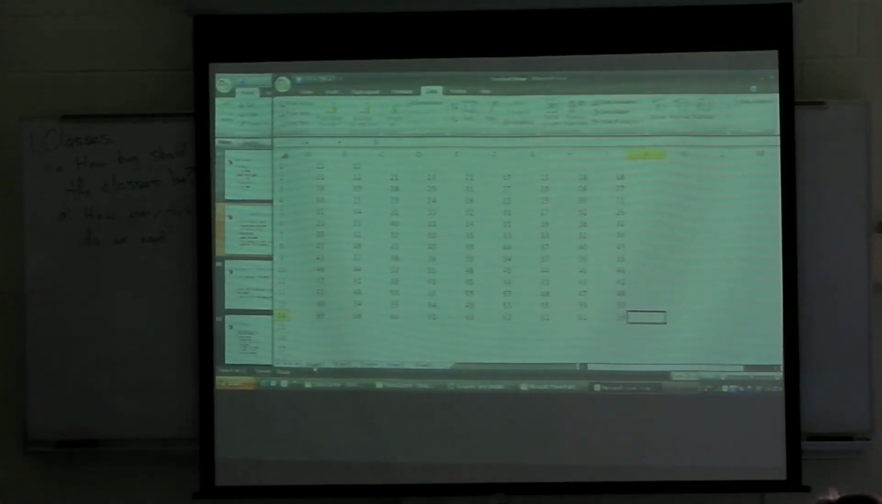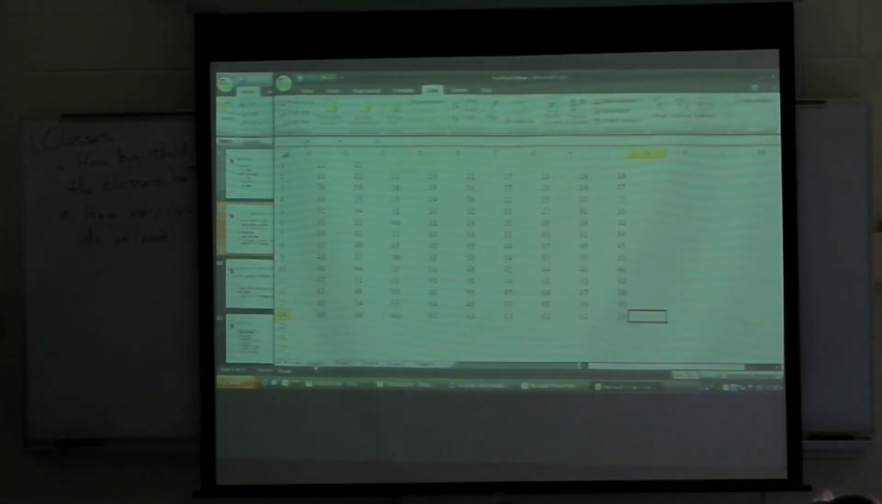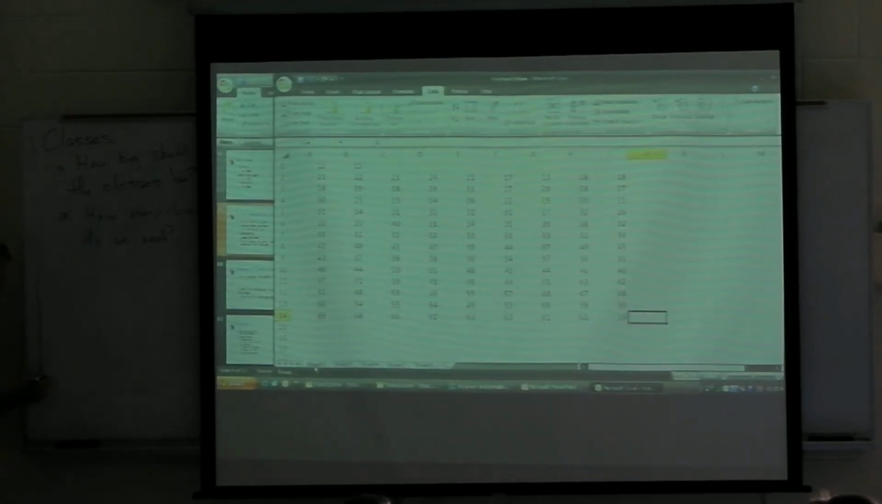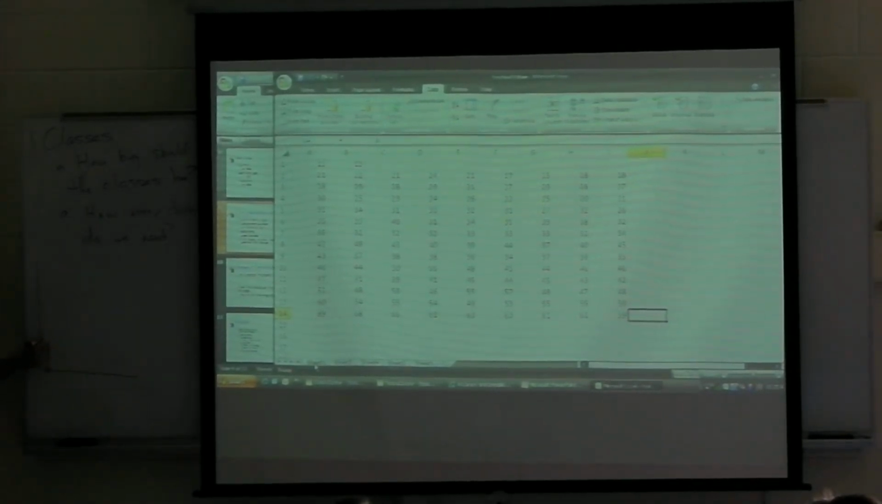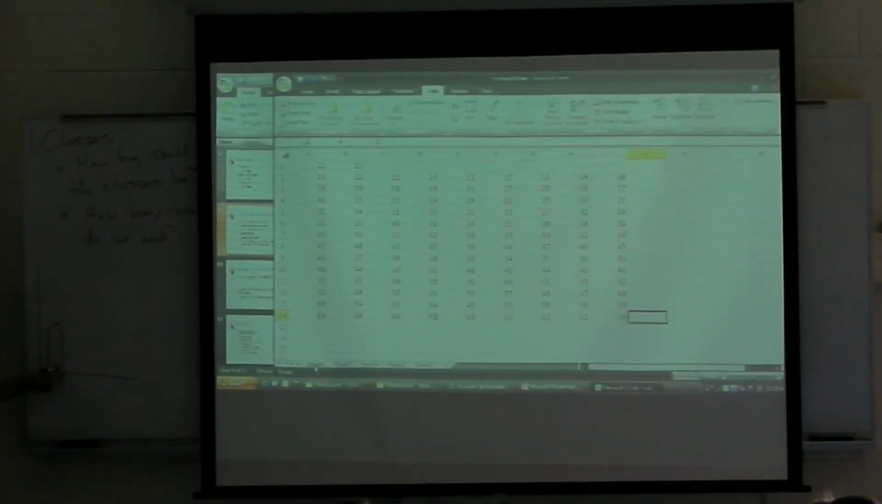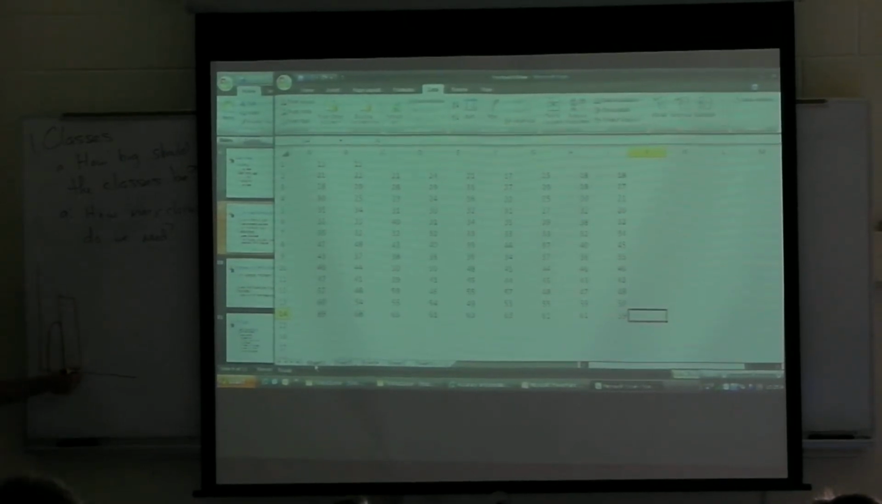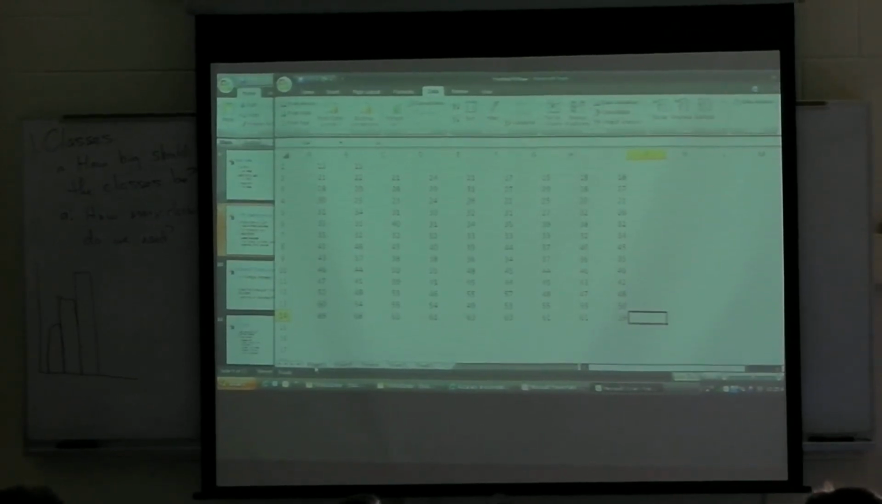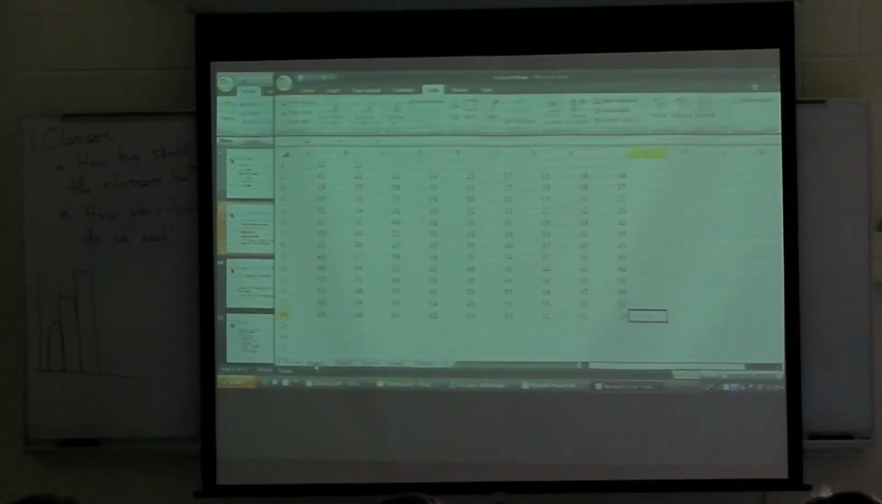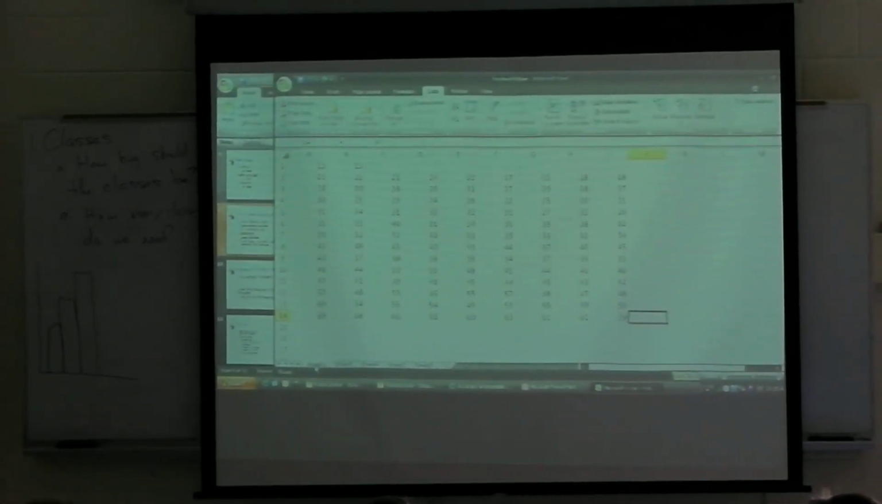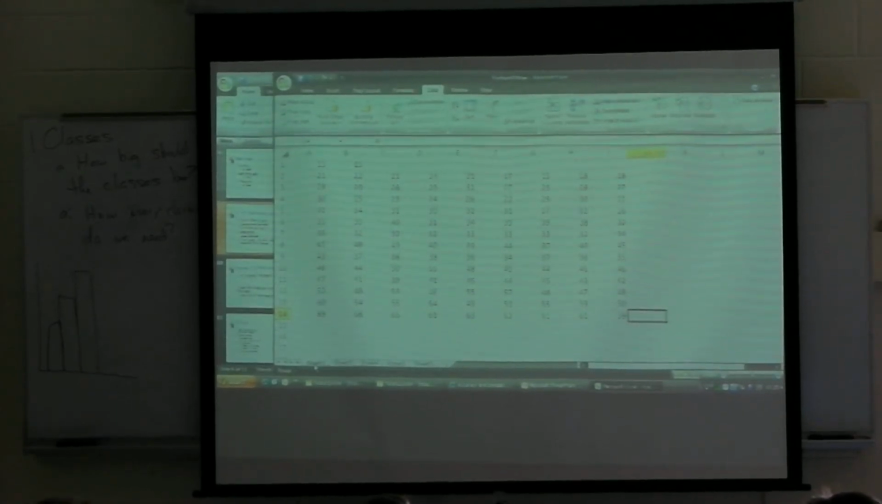Now, in terms of the picture of the histogram, each one of these bars represents a different class. So when I talk about classes, this is what I'm talking about. I'm talking about each one of these individual bars. So how many of these individual bars should we have? Well, that's a good question.